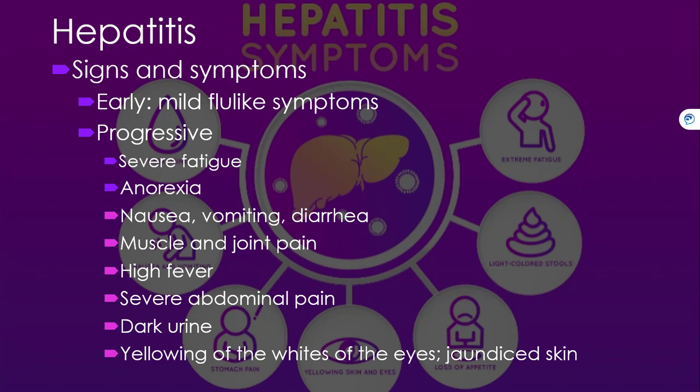The signs and symptoms of hepatitis B range from mild to severe. They usually appear in about 1 to 4 months after you've been infected, although you could see them as early as 2 weeks post-infection. Some people, usually young children, may not have any symptoms. When we do have signs and symptoms of hepatitis B, we typically see early mild flu-like symptoms, and then progressive symptoms, including severe fatigue, anorexia, nausea, vomiting, or diarrhea, muscle and joint pain, high fever, severe abdominal pain, and yellowing of the whites of the eyes, and a jaundiced appearance of the skin.